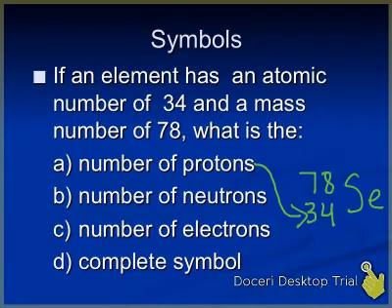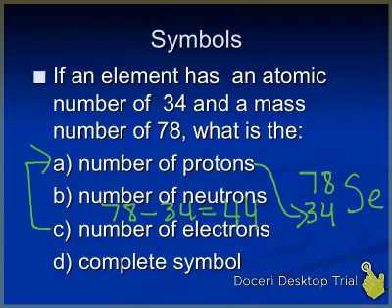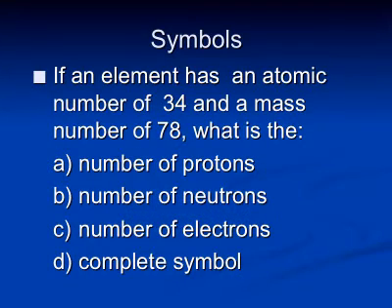B says, how many neutrons do we have? How do we figure out neutrons? I'm going to do 78 minus 34. So we're going to get 44. Why I couldn't do that in my head, I have no idea. Then we're going to try to figure out the number of electrons. Electrons are usually equal to protons. So how many do we have? 34. And then looky there, we already have D done. We already wrote our complete symbol. Okay. Let's do another practice.